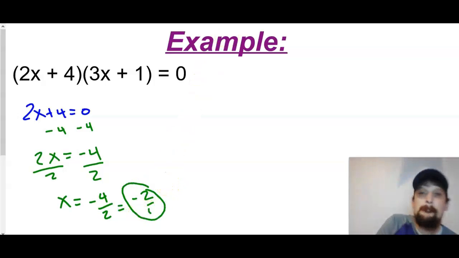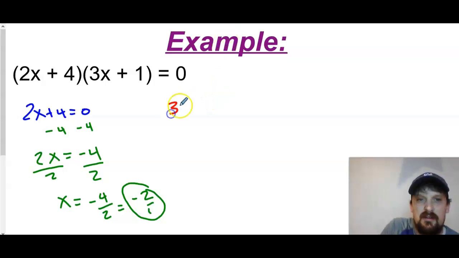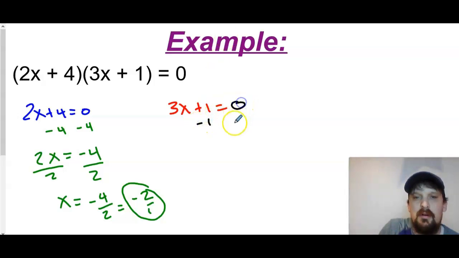Okay, now let's take the 3x plus 1. And let's go ahead and minus 1 from both sides. And we get 3x equals negative 1.